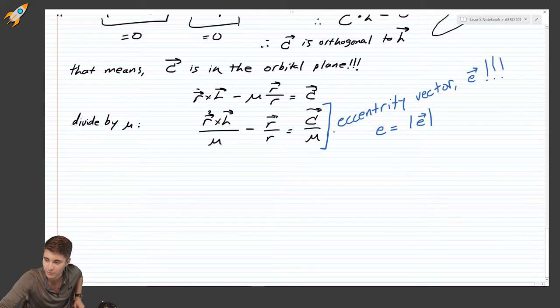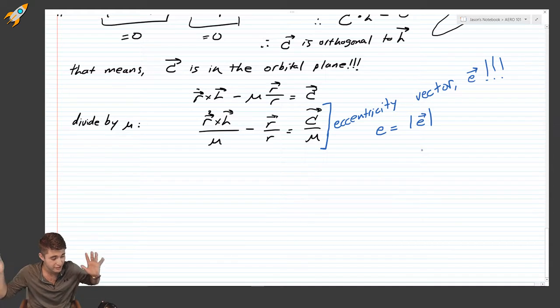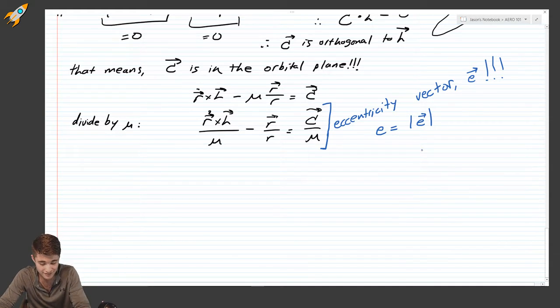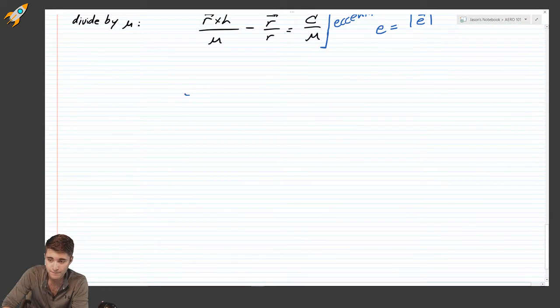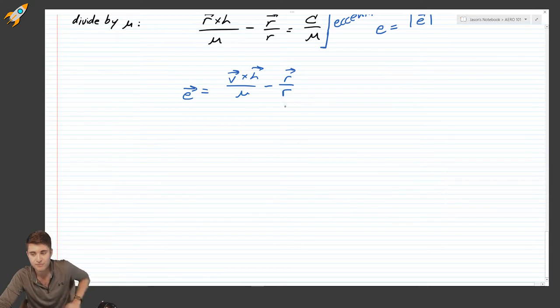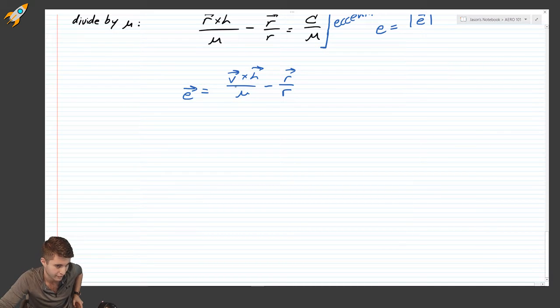Oh, wow, that was horrible. I got so excited about eccentricity that I spelled it wrong. It's the eccentricity vector. How cool is that? So we just derived the eccentricity vector. So now we know that the eccentricity vector is equal to v, which is just r dot, cross h over mu, minus r over r. Check that out. If you've got the position vector and if you've got velocity, you can come up with the eccentricity vector. And that's how you do it, right there.